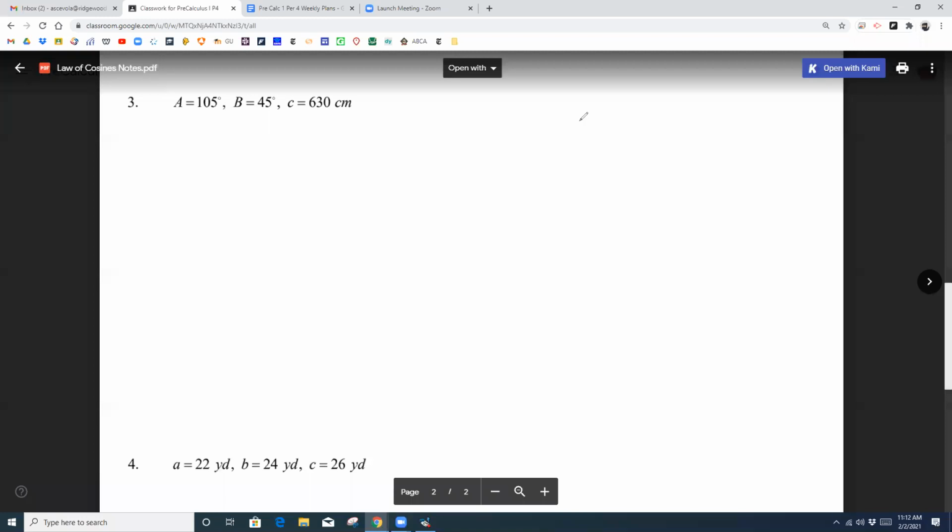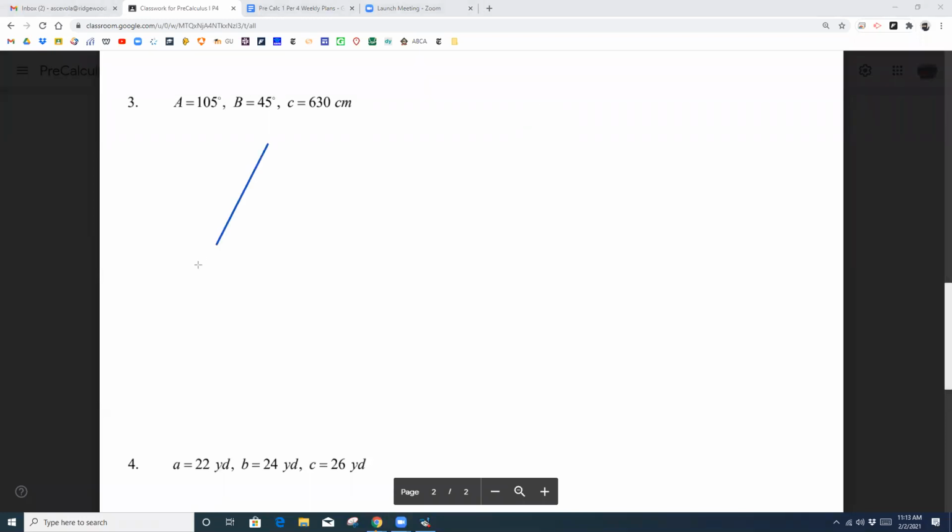So how do I know that this doesn't require the law of cosines? Well, when I draw the triangle, let's try to make this an acute angle here. So this will make this angle A, that's going to be 105 degrees. Angle B, doesn't matter which one we make it, we'll make this angle B. And then side C is across from angle C, so this should be angle C. This is going to be 630 degrees.